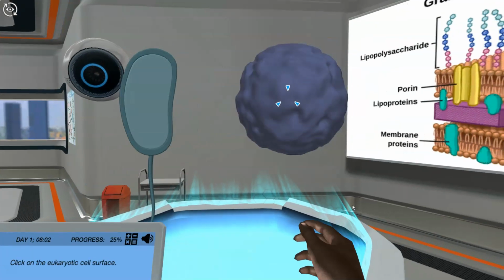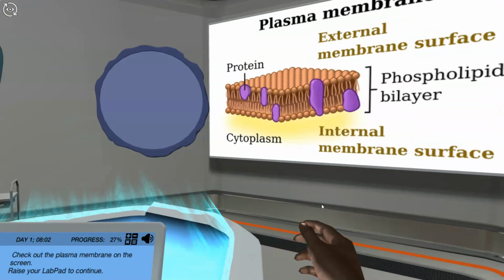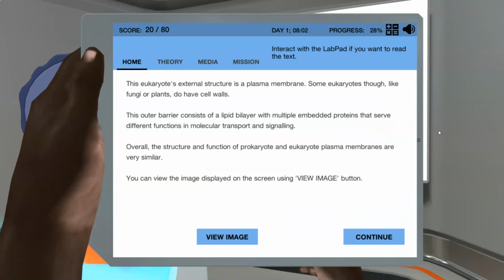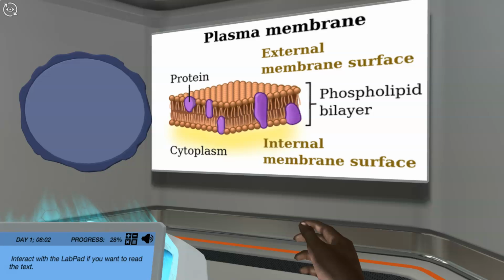Click on the eukaryotic cell surface. Check out the plasma membrane on the screen. Raise your lab pad to continue. This eukaryote's external structure is a plasma membrane. Some eukaryotes though, like fungi or plants, do have cell walls. This outer barrier consists of a lipid bilayer with multiple embedded proteins that serve different functions in molecular transport and signaling. Overall, the structure and function of prokaryote and eukaryote plasma membranes are very similar. You can view the image displayed on the screen using the View Image button.